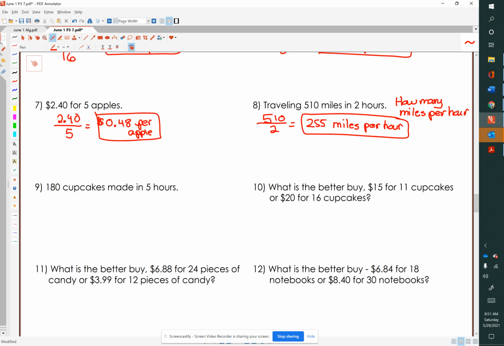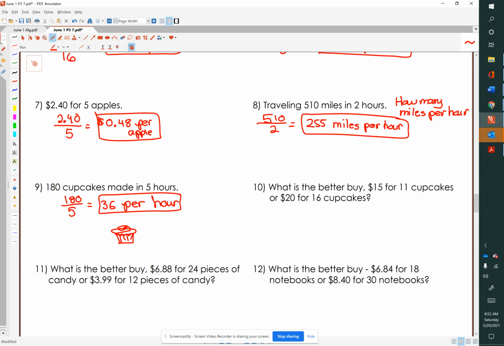So we're making a lot of cupcakes. I guess we're on cupcake wars. We made 180 cupcakes in 5 hours. So how many did we make in 1 hour? 180 divided by 5 is 36 cupcakes per hour. And who doesn't love those delicious cupcakes? Let's see if I can draw one. Swirly frosting on the top. Yummy, yummy, yummy.